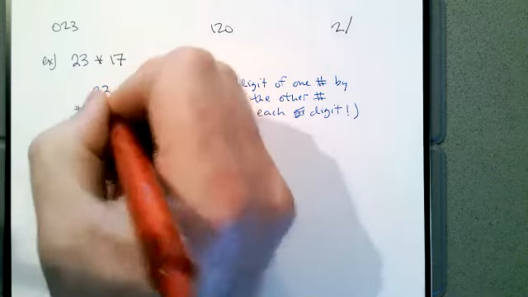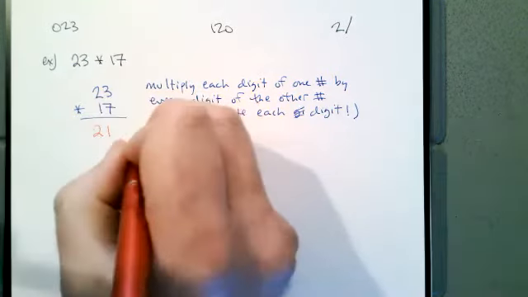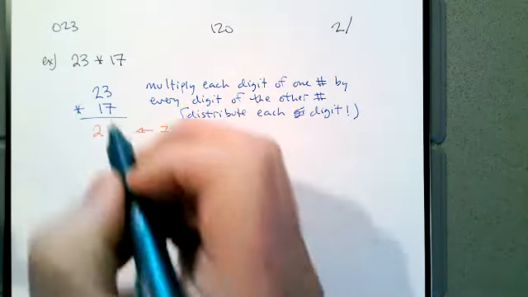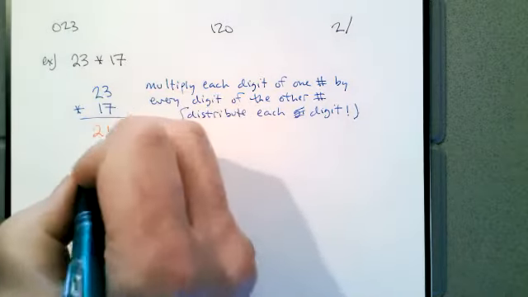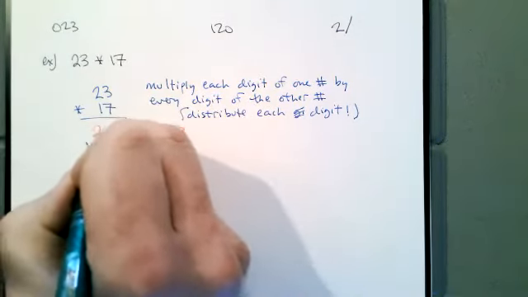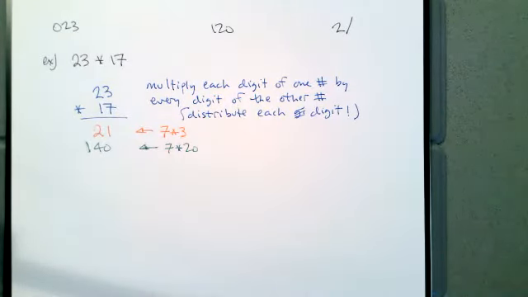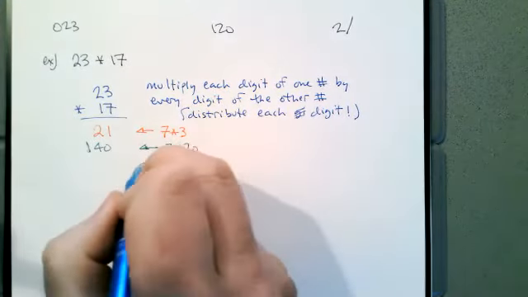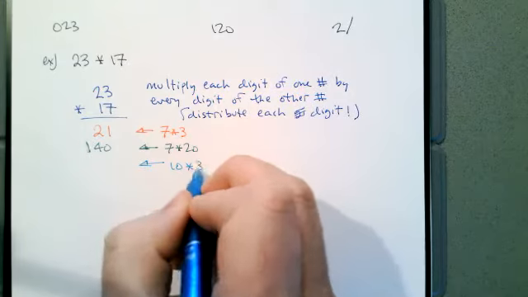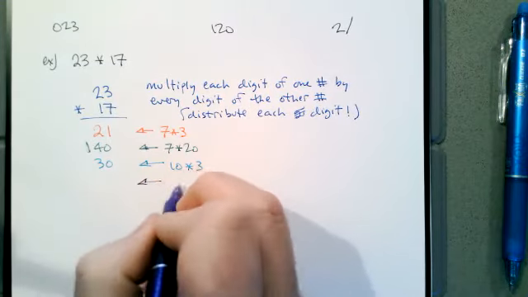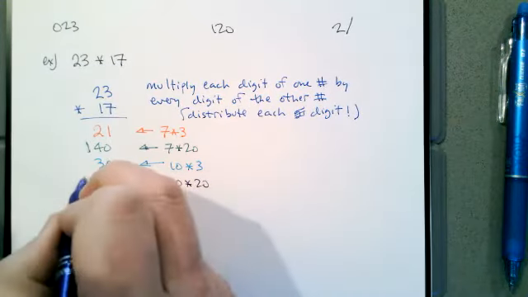So I need the 7 times the 3. 7 times 3 is 21. I need to multiply the 7 times the 20. 7 times 20 is 140. Now I've distributed the 7 to the 3 and the 20. Now I need to distribute the 10 to the 3 and the 20. So next up, I take the 10 times the 3, and that's 30. And finally, I take the 10 times the 20, and that's 200.